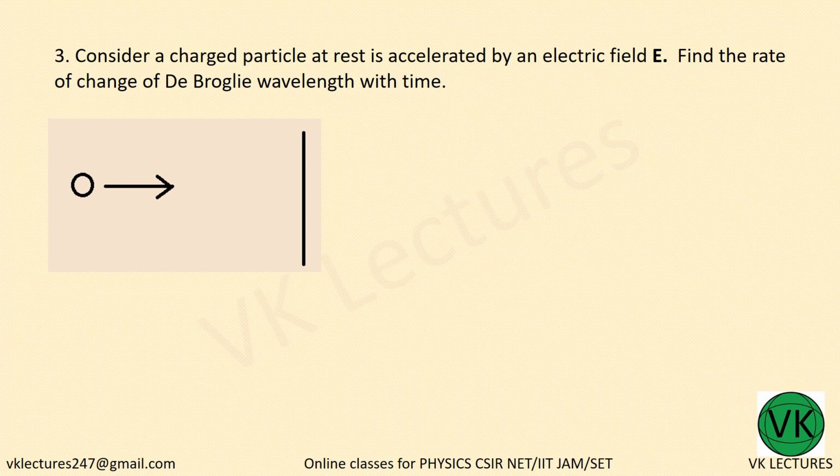Consider a charged particle at rest which is accelerated by an electric field E. So let us consider here you have a charge Q which is placed in an electric field E. This charged particle Q will be under the influence of this electric field, so the corresponding force will be F equal to E times Q. Now what is the question? Find the rate of change of de Broglie wavelength with time.